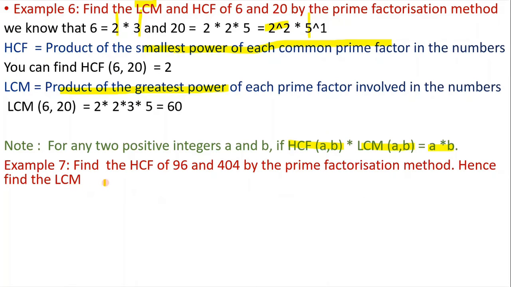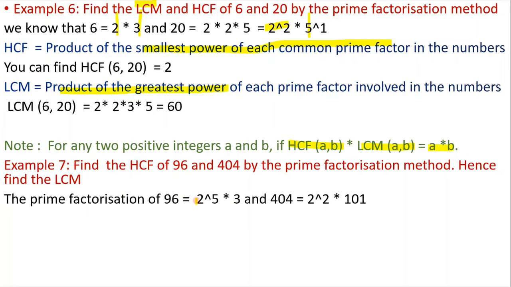Okay, so here first we have to find the prime factorization for 96 and 404. We know that the prime factors for 96 are 2 power 5 into 3, and the prime factors for 404 are 2 power 2 into 101.